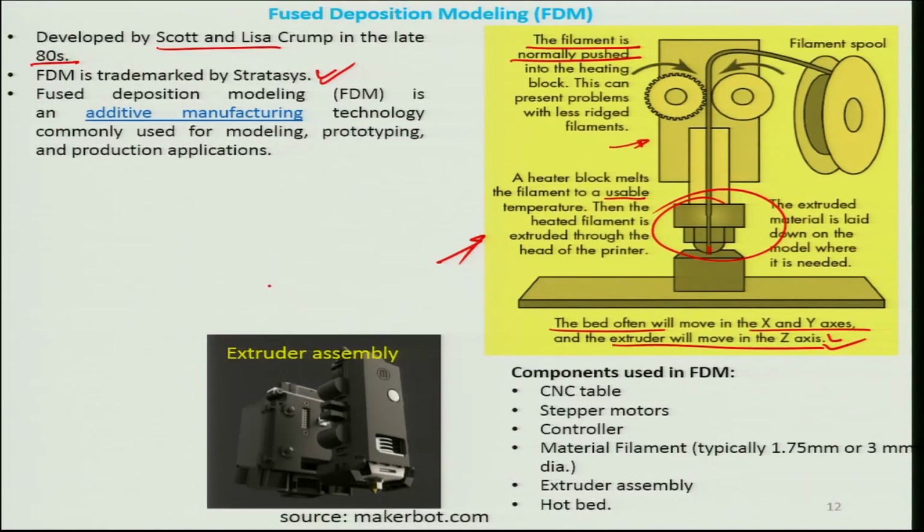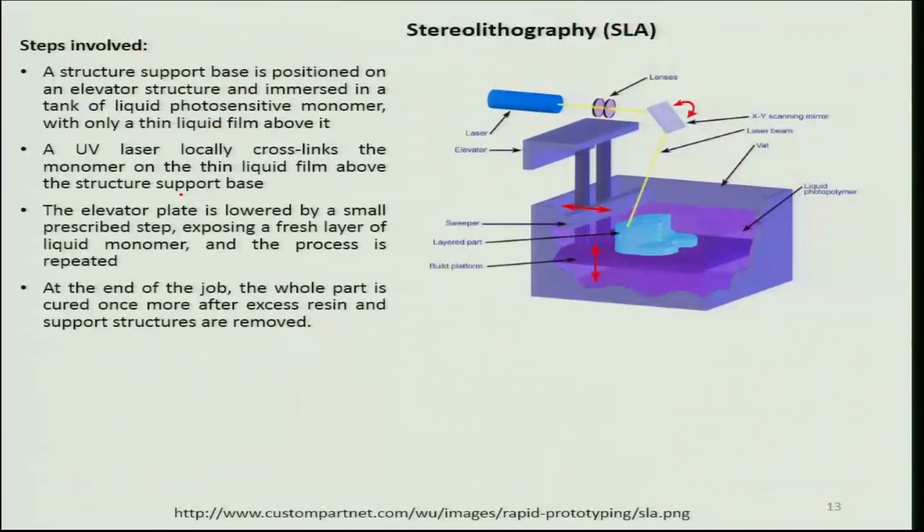This shows an extruder assembly by makerbot.com, and there are different components in the FDM system like a CNC table, a stepper motor, a controller, a material filament, an extruder assembly, and a hotbed, which is typically used for realizing any such fused deposition modeling. In fact, we have a detailed video for this using a machine called FDM Titan, manufactured and sold by Stratasys. Please have a look at it. It is lecture 48 or module 48 of this course.